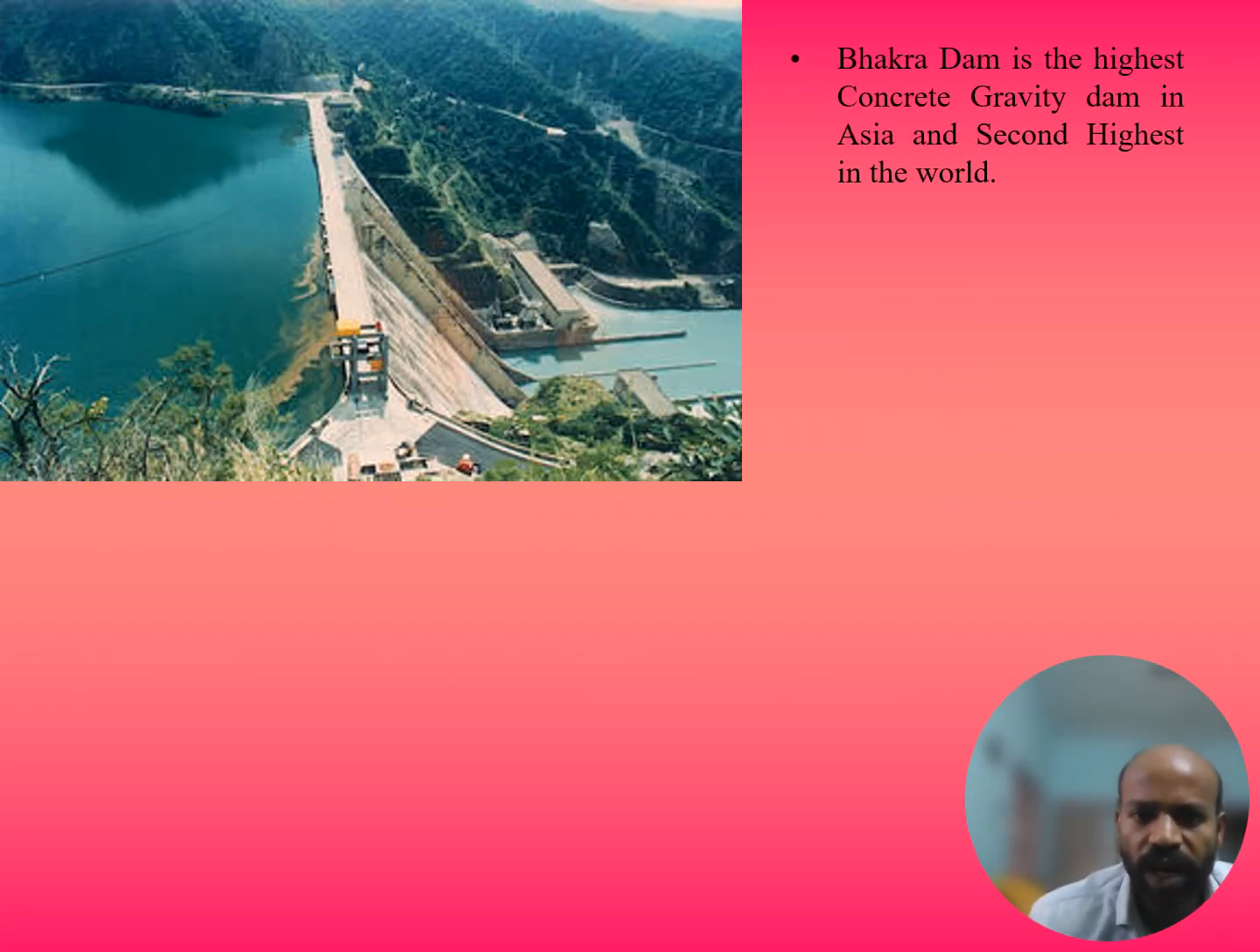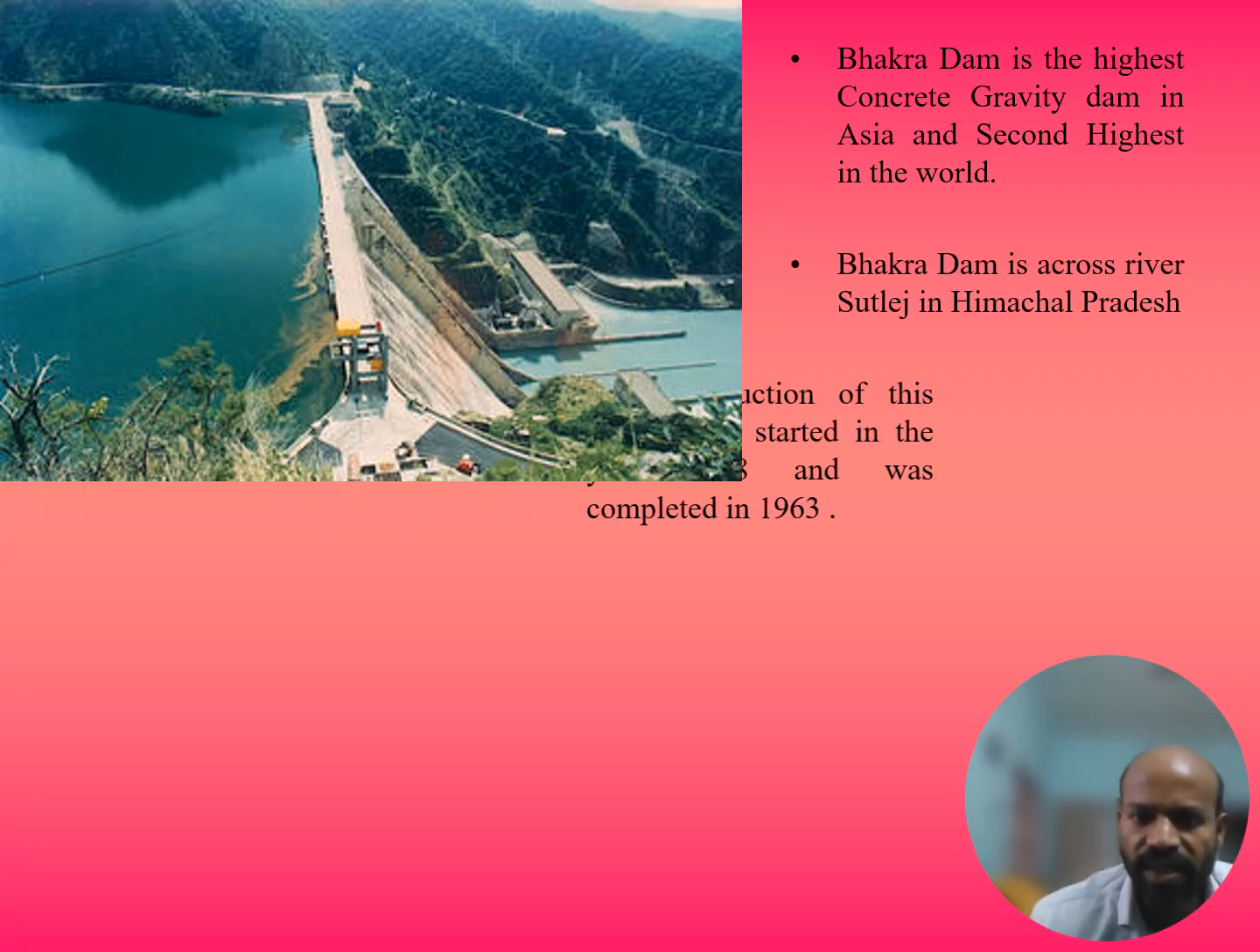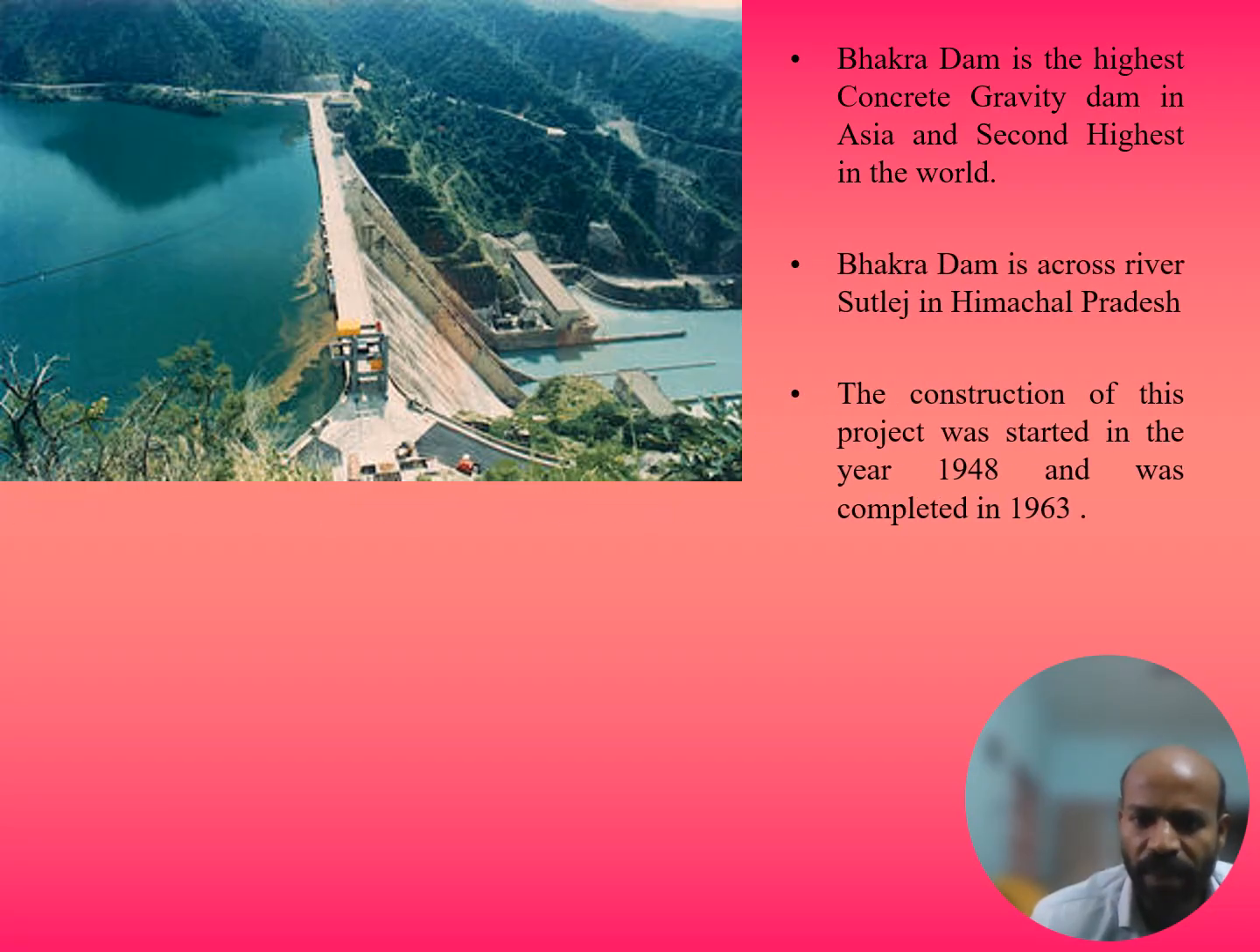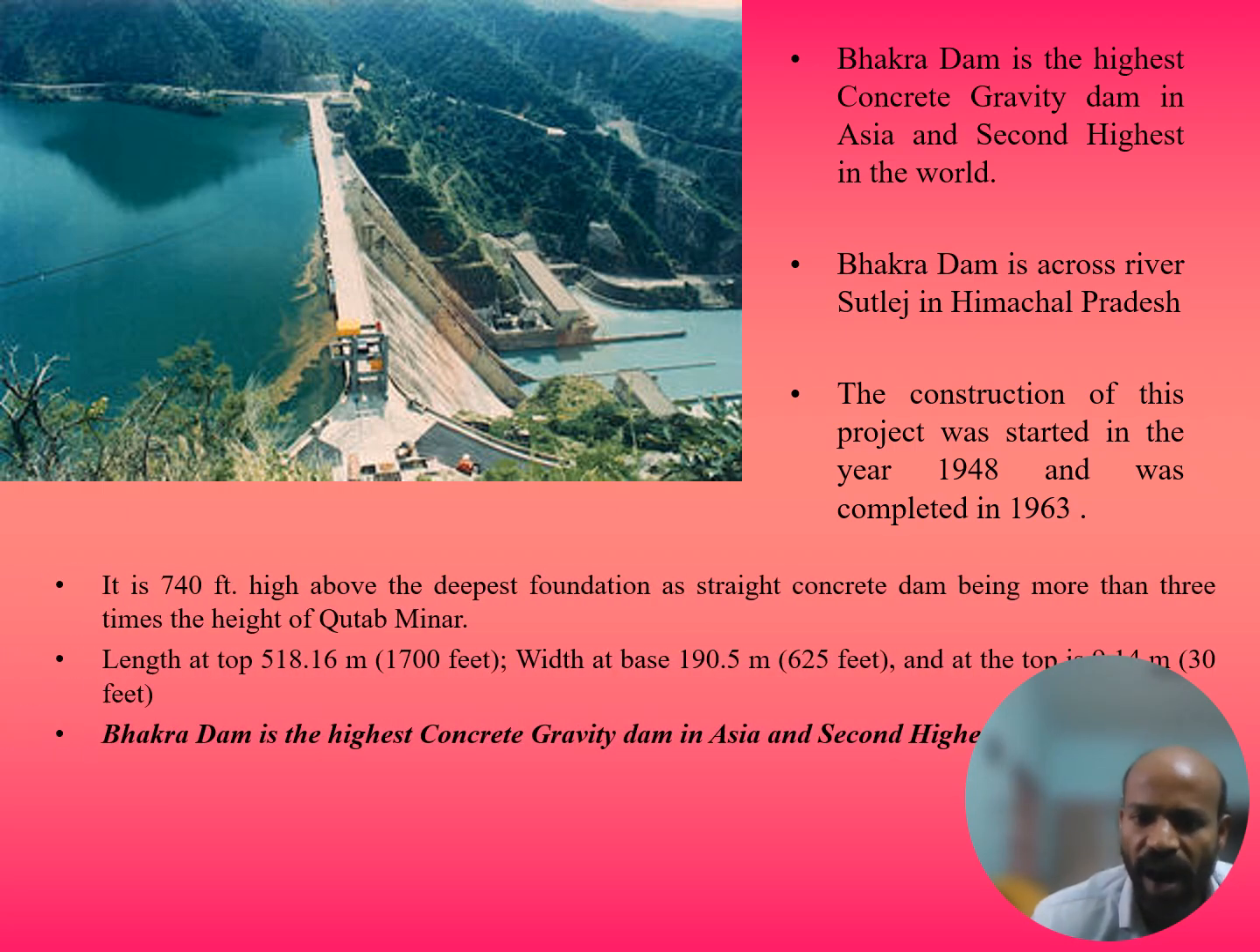Bhakra Nangal Dam is a wonderful example of a gravity dam. It is the highest in Asia and second highest in the world. It is constructed across the Satluj River in Himachal Pradesh. The construction work started in the year 1948 and was completed in the year 1963. Its height is 740 feet, and when compared to the height of Qutub Minar, it is 3 times higher.